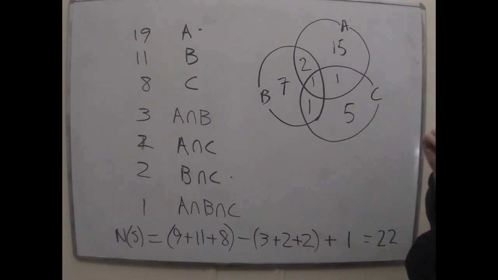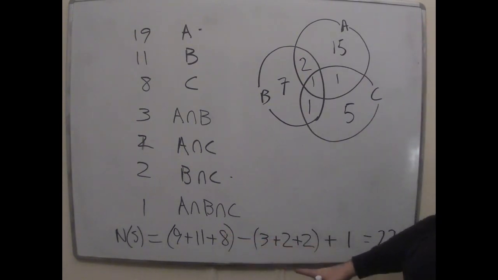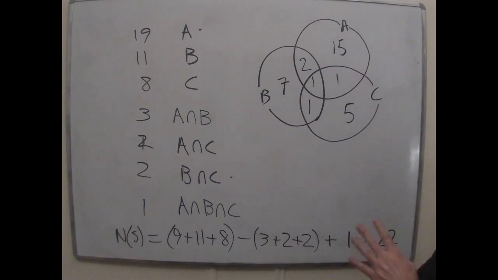I just got 32. Not 22. Did I go wrong somewhere along the line? 28 minus 7, that's 21. Oh, I did. I found where I went wrong.